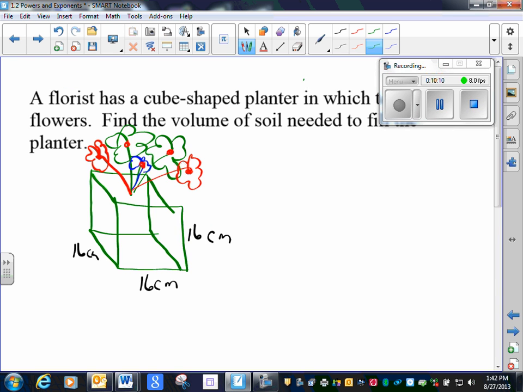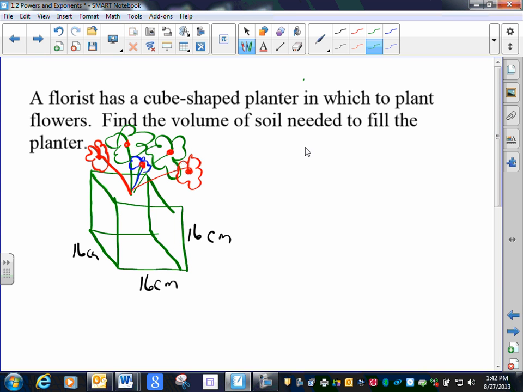All right, last page. So before I started this video, I drew my planter, which has my flowers in it. I'd ask you to do the same. This planter, let's see if I can see what it says here. So the florist has this cube-shaped planter, and we're asked to find the volume of the soil. I guess we're assuming that the soil goes all the way up to the top. That would be something that would have been helpful had the problem told us. Find the volume of the soil the guy needs to fill up the planter. So fill means, I guess, to the top.